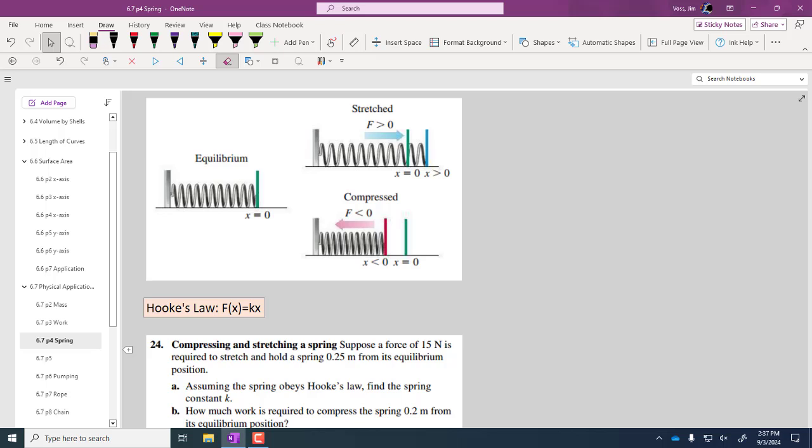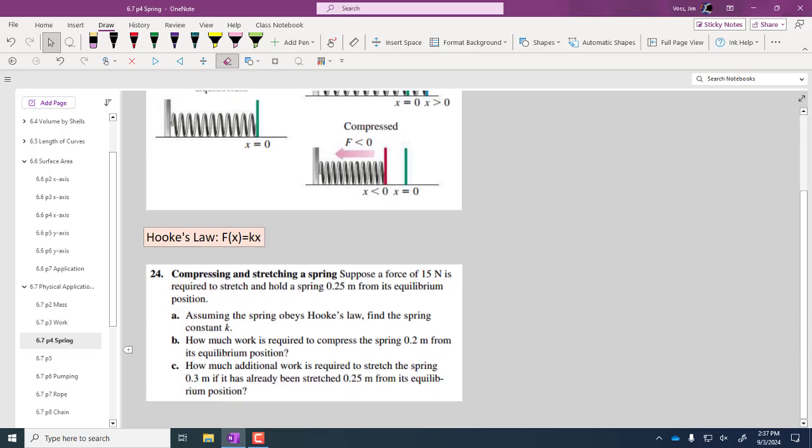And as you probably can intuitively realize, if you compress the spring an inch, or you stretch it an inch, the work done is going to be the same. The force is going to be negative in this direction, positive in this direction, but it's going to take the same amount of work to compress it an inch as it is to stretch it an inch. Work will be positive in both cases.